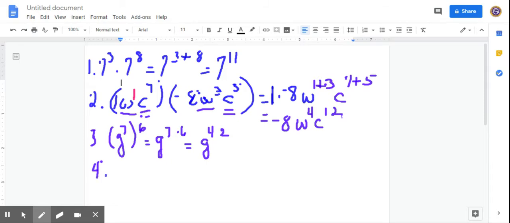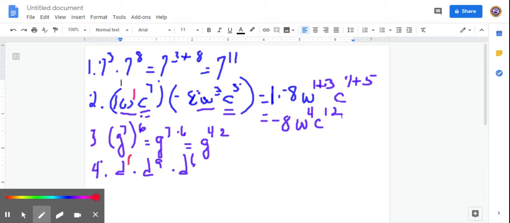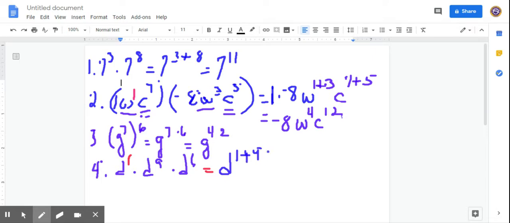Number 4 is D times D to the 9th power times D to the 6th power. Again, what we have to remember is that first D has a 1 on it. All right, some of you forgot to add that 1. So we keep the base and we add the exponents. And when we add the exponents, we get 16.